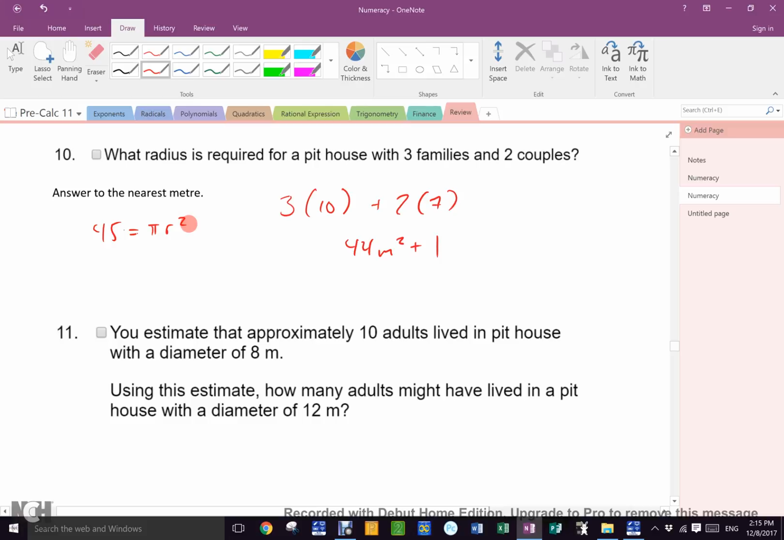Do you even need your calculator? Of course not. What's pi really close to? 3. So that's kind of close to 15 when I divide by pi, right? 15 is r squared. What's 15 kind of close to? 16. Right. 16 equals r squared. So what's r? 4. If you showed me that work, do you get full marks? Yeah. Damn right you do.